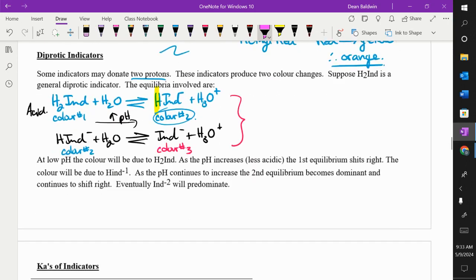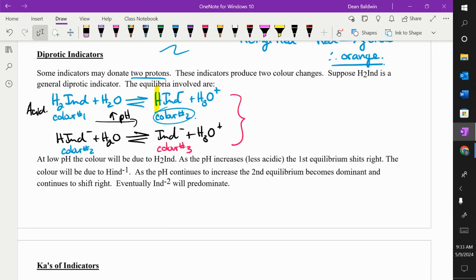Okay. So you get 3 different colors basically.